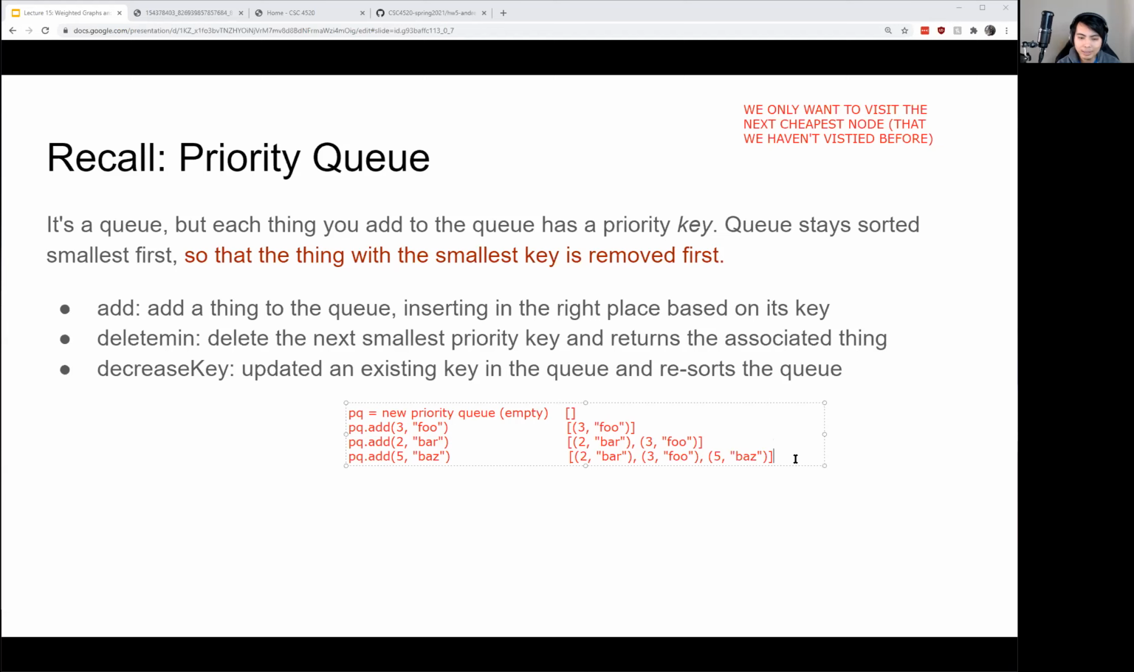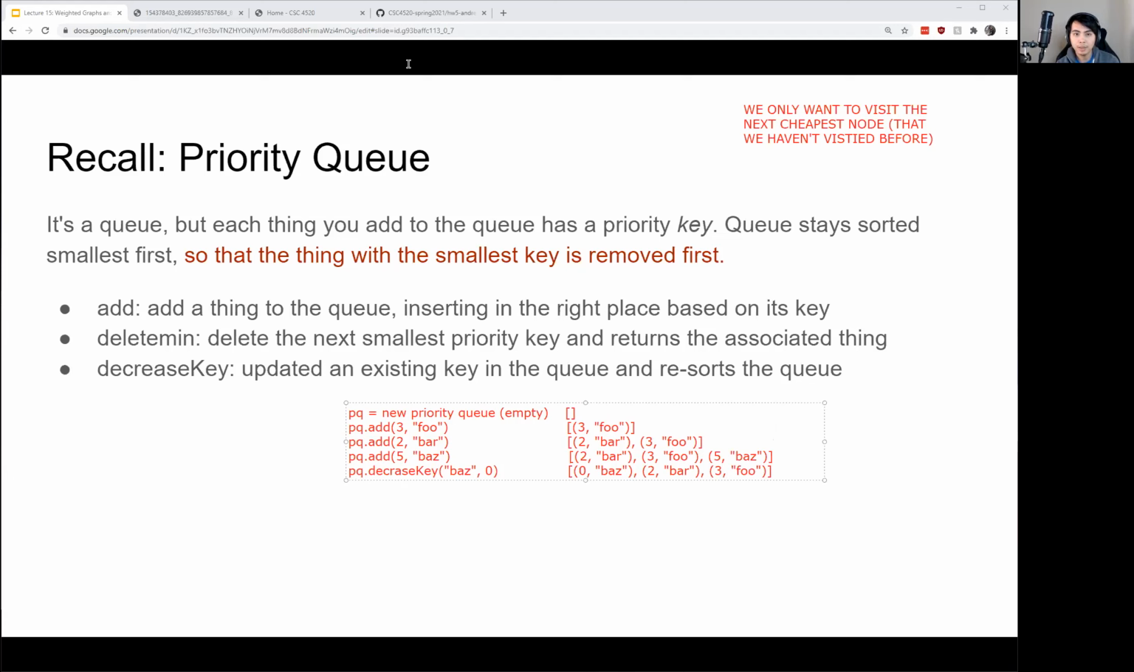And if we wanted to update, let's say we said pq.decrease key of baz to say it's 0 now, then what will happen is we'll resort this list. Now that baz has a smaller key, it needs to go in front. So 2 bar is here, and then 3 comma foo is here.